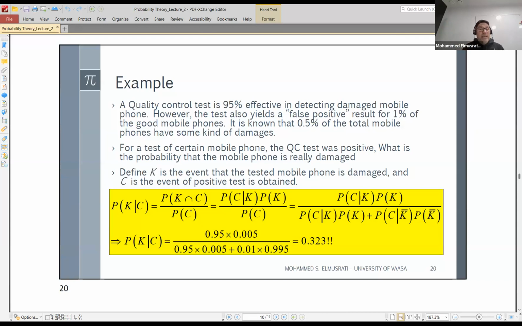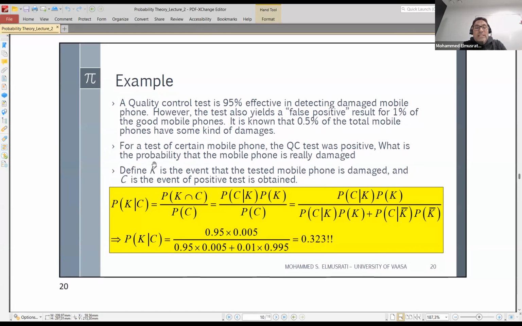Again, as I said in the beginning, in the exam, in your research, in the quiz, when you have this kind of problem, the first thing is to define the events. What are the events that you have? The first event is that the tested mobile is damaged or not damaged. So now we define K. As you can see, K here means that the tested mobile is damaged.